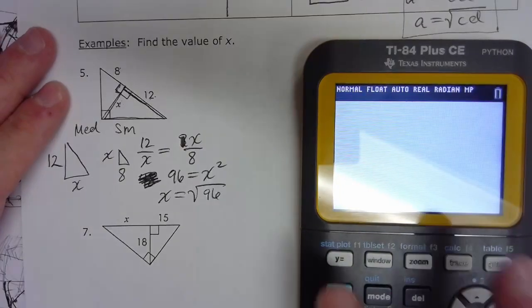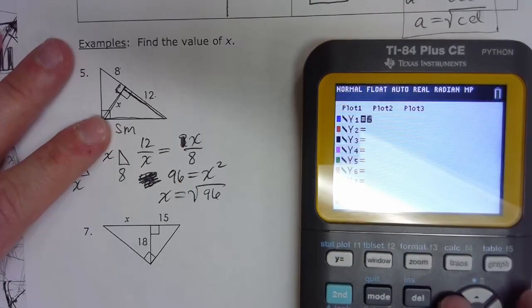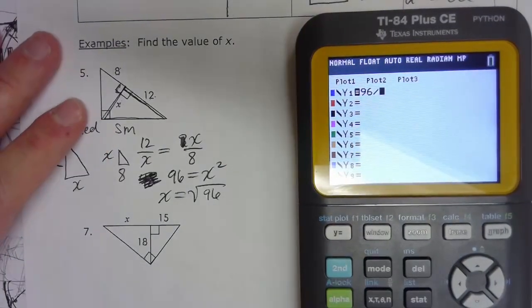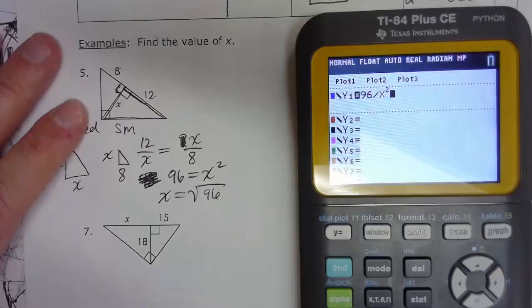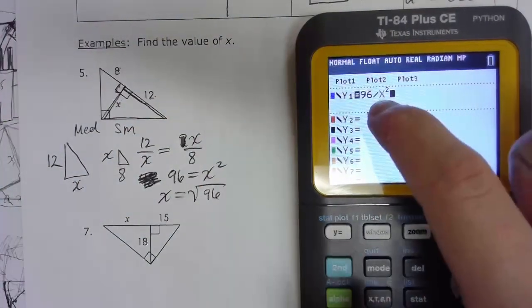Alrighty, so I'm going to go into y equals. I'm going to type what's in my radical, which is the number 96. Then I'm going to ask the calculator to check for every possible perfect square, so I'm going to divide by x squared. Now the calculator will look at every number and plug it in for x.